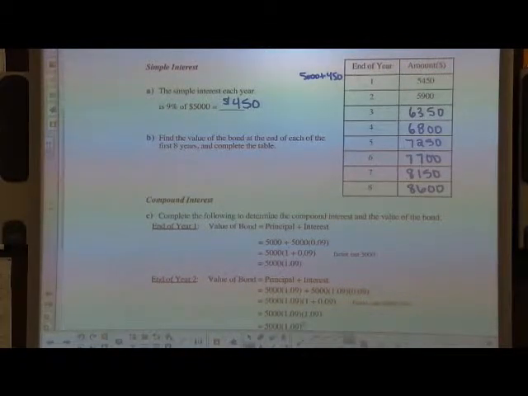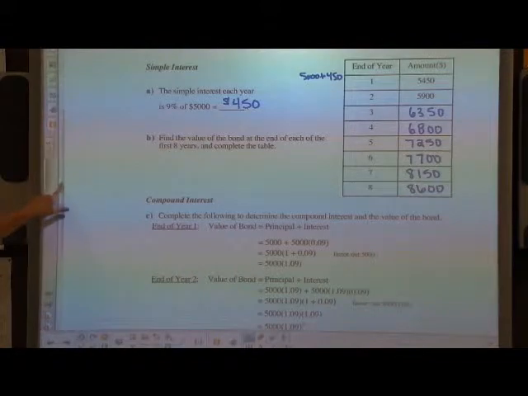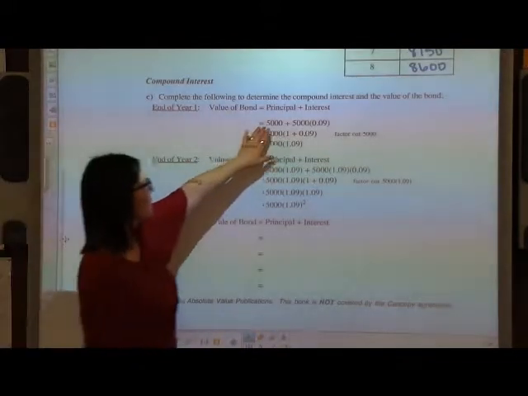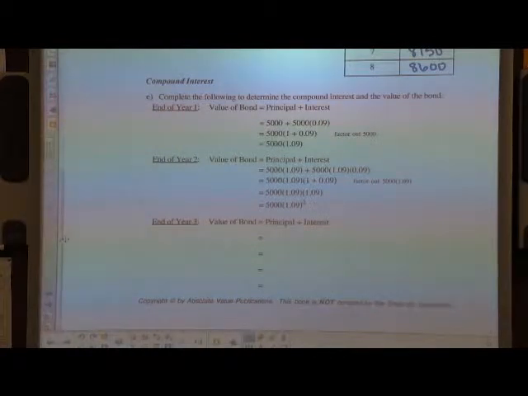So at the end of 8 years, I would have $8,600. Now with the compound interest, in the first year, I would have $5,000 plus the interest. And the interest I get by going 5,000 times 0.09.